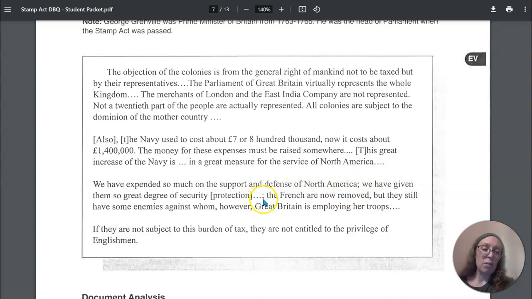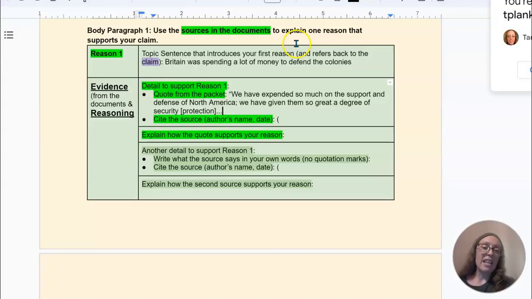When I get to the ellipsis, I have to use the ellipsis. When I get to these brackets, I have to use the brackets. It has to be exactly the same as in the document. As I end, I am going to make sure to add quotation marks at the end, and that is my quote. I'm ready to find another piece of evidence.